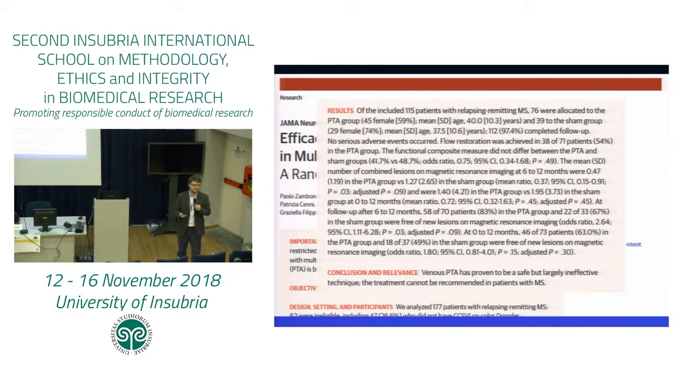That's a good example. We have to follow these rules. And so on TV we always speak about Stamina, but we should sometimes speak about Zamboni, a very honest physician and researcher.